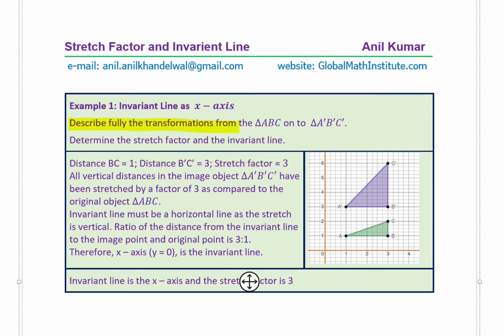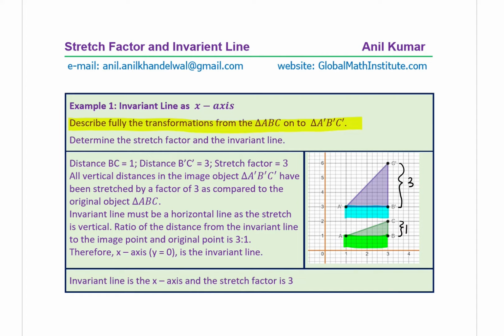Here, you need to describe fully the transformation from triangle ABC onto triangle A dash, B dash, C dash. ABC is the triangle in green. Here you will notice that length AB is matching with the length A dash B dash. That means that horizontally it is not stretching, it is exactly the same, so it is invariant. But vertically it is changing. Vertically this length here is from 1 to 2, which is 1 unit. On the other hand, this length here is 1 to 3, which is 3 units. So we can say that B dash C dash over BC is in the ratio of 3 is to 1. That 3 is to 1 gives you the scale factor.